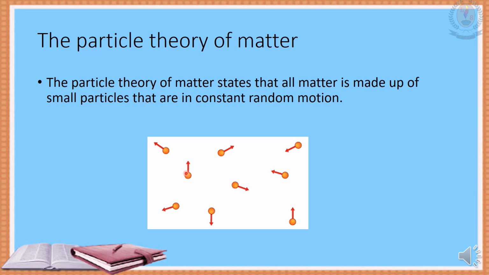So from these arrows you can see the movements of particles. It is indicating the movement of the particles. These particles are moving constantly, that means non-stop, and randomly, with no particular pattern. Here and there it is moving randomly, and also moving constantly without stopping. Continuously the particles are moving. So that is the particle theory of matter.